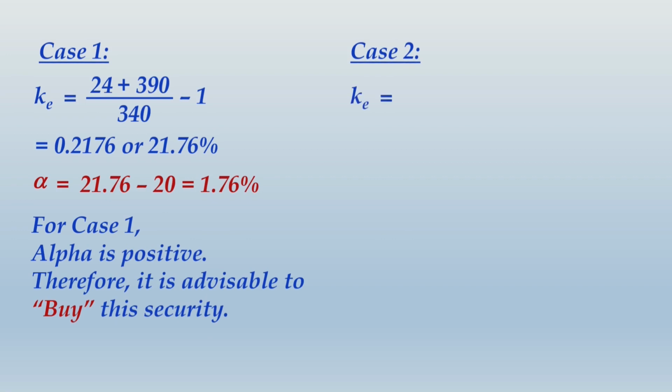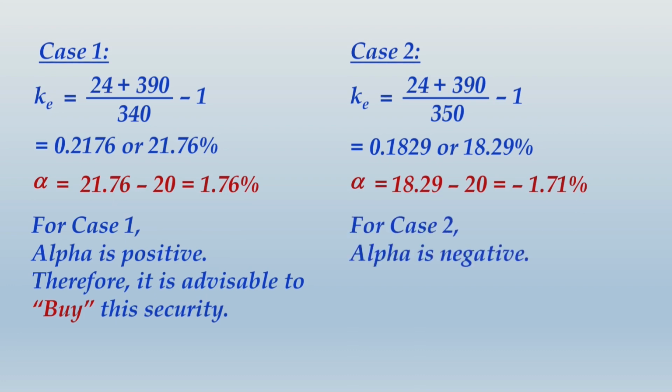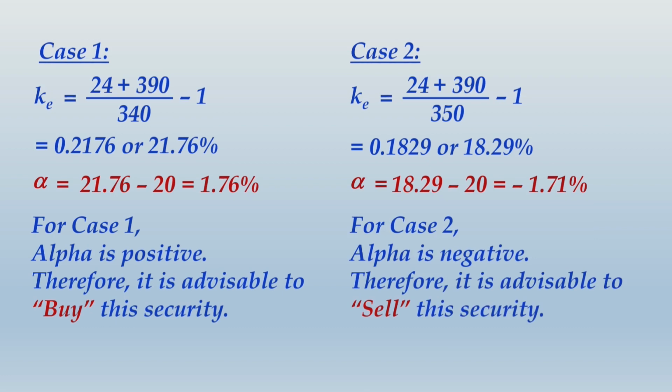Case 2, when you compute KE, what you are getting as expected rate of return based on the performance of the stock is 18.29%, but the expected rate of return as per CAPM is 20%. So the alpha of the security under case 2 comes to negative. So the conclusion goes this way: alpha is negative, therefore it is advisable to sell this security. So in case 1, you would recommend to buy, in case 2, you would recommend to sell. So please write up this whole thing, and that will be the end of the solution.